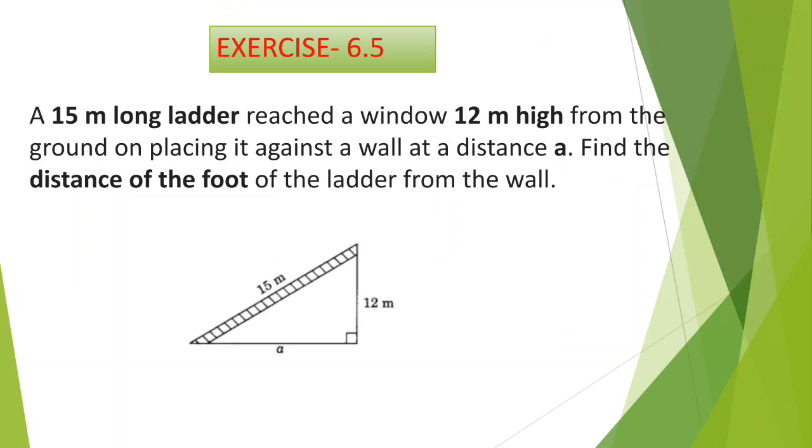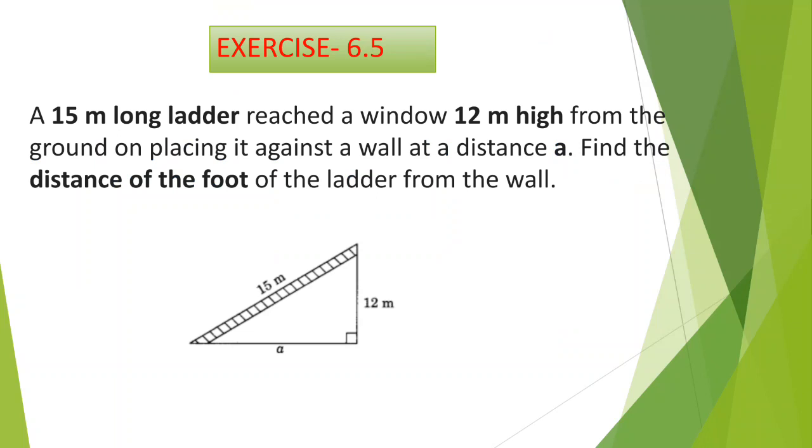I repeat the question again. A ladder is placed against a wall. The top of the ladder reaches 12 meters to the bottom. Here it forms a right angle. We can find the distance using the Pythagoras property.